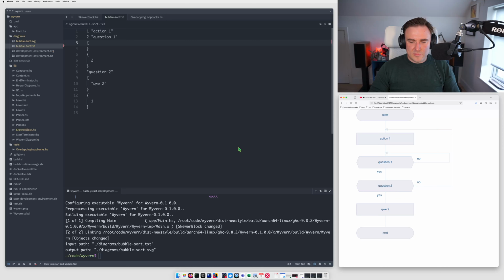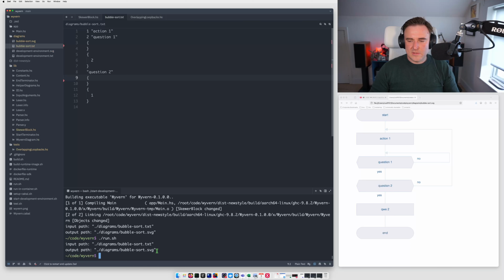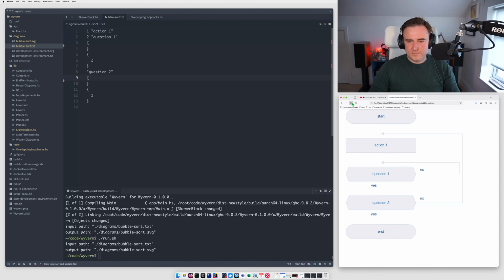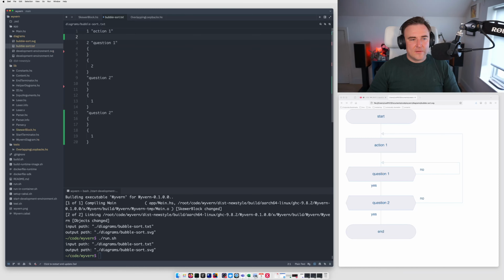Okay, that is more compact. Let's get rid of QWE2. Now, let's introduce question 3. And in question 3, let's link to maybe something else. Let's shift everything. 1, 2, 3.